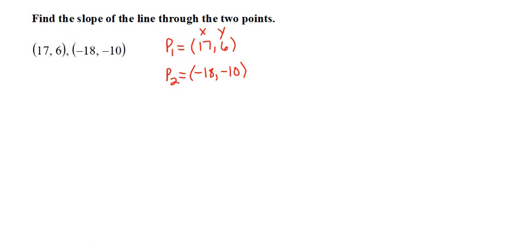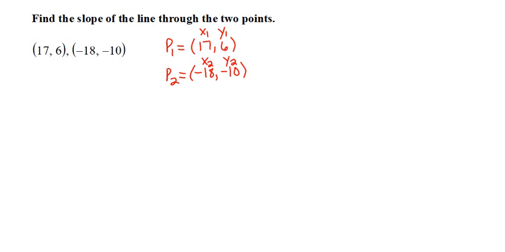Now, since we are talking about point 1 here, 17 is going to be my x1, and 6 is going to be my y1. In the second ordered pair, we have negative 18, negative 10. The negative 18 is my x, and the negative 10 is my y. Since this is point 2, negative 18 is x2, and negative 10 is y2.